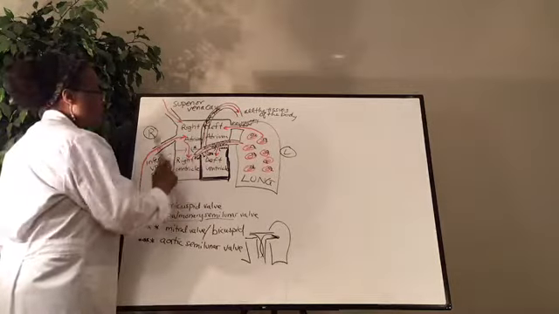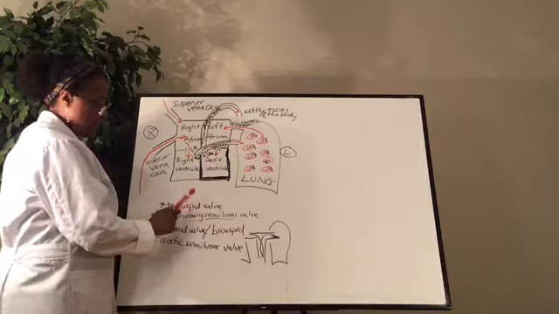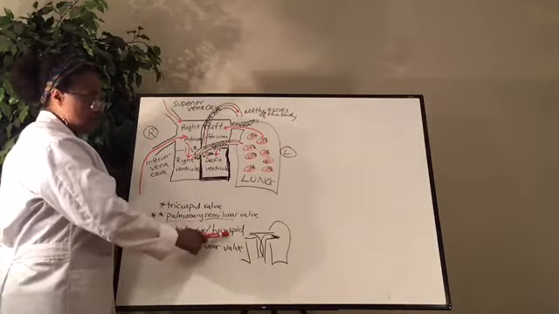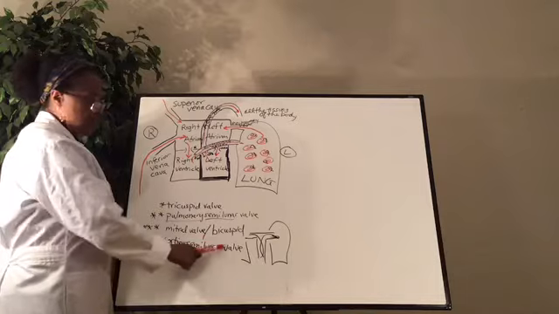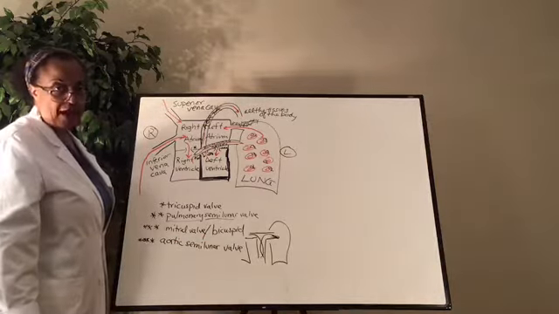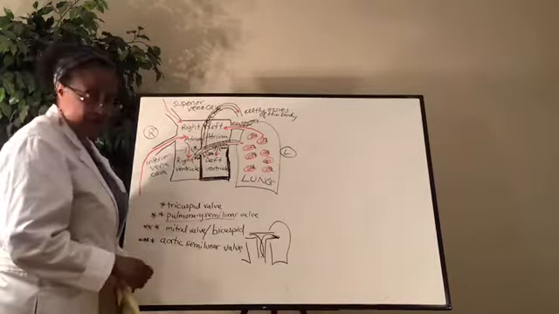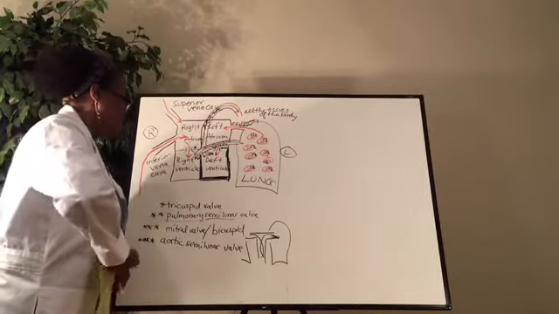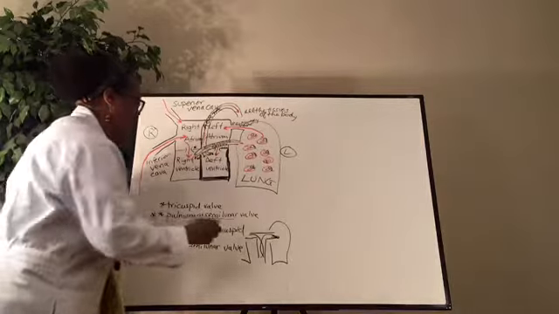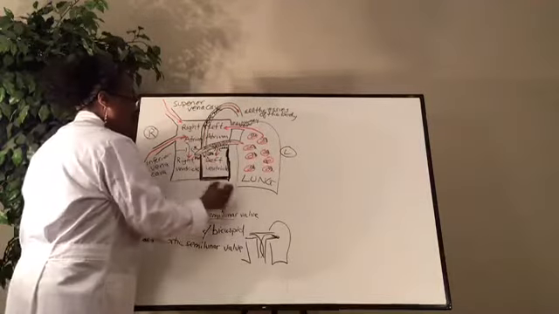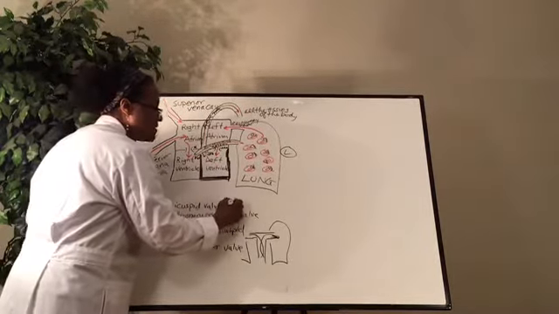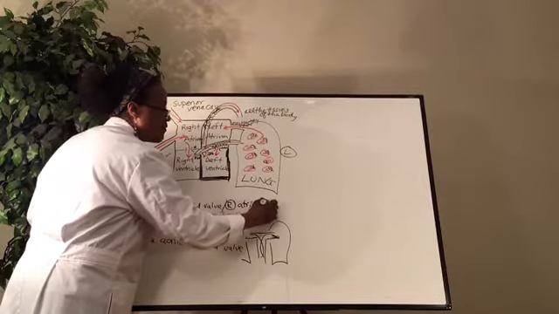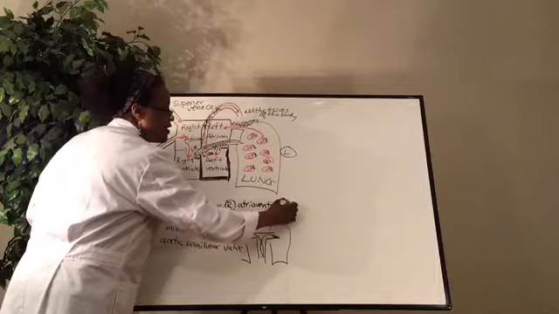Did you count 4 valves? Tricuspid valve, the pulmonary semilunar valve, the mitral valve, also known as the bicuspid valve, and the aortic semilunar valve? 4 valves. Please remember this. The tricuspid valve, it's on the right side, can also be called the right atrioventricular valve. Please remember that.